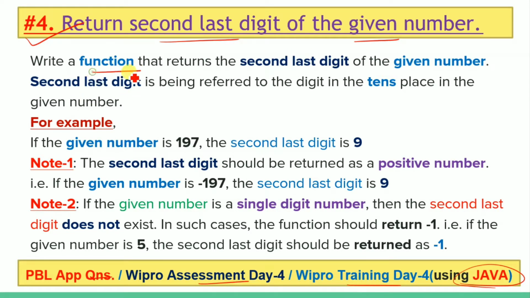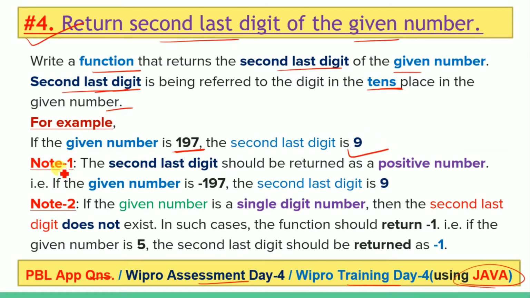Here we have to write a function that will find the second last digit of a number, and we know that the second last digit is the digit present at the tens place in the given number. Here are some examples. If we take 197 as an input, then the second last digit should be returned as 9.